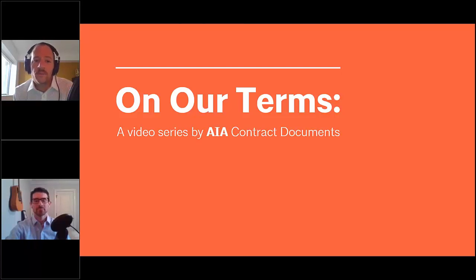In this video, we're going to be discussing what we refer to as the correlation and intent of the contract documents. So in other words, when you have multiple documents that form the contract for construction, how do they work together? We'll also be addressing the question of whether the AIA contract documents have an order of precedence.